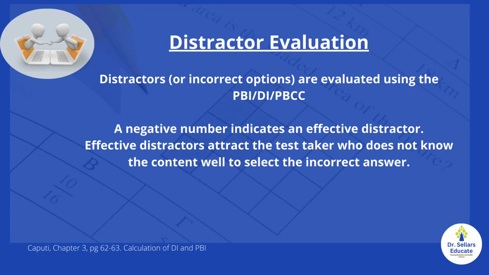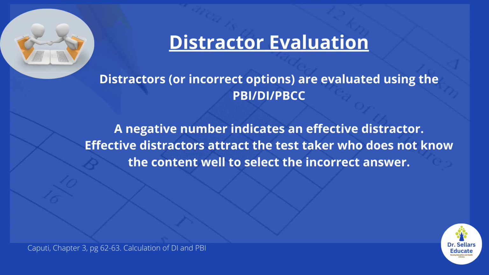It can be evaluated a number of different ways. You could see on the analysis point biserial index. It could also be reported as a distractor index or point biserial correlation coefficient. A negative number for our distractor indicates that it is effective. It has done its job, okay?